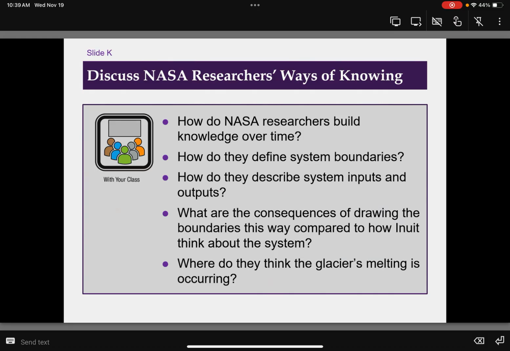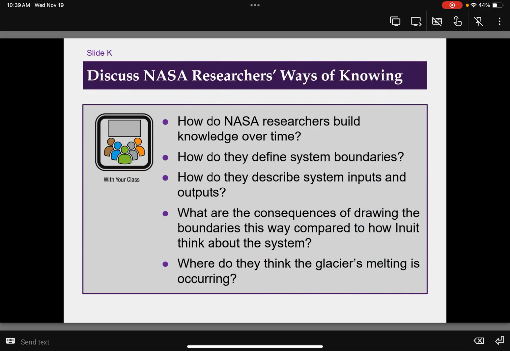How do they describe... is it talking about there's two different seasons? Wherever the ice starts melting, stops melting. Well, what are some inputs and outputs of your system? How would you define your system? What did you define as your system? What are the inputs for it? What are the outputs for it?